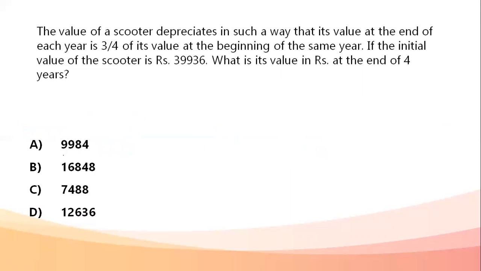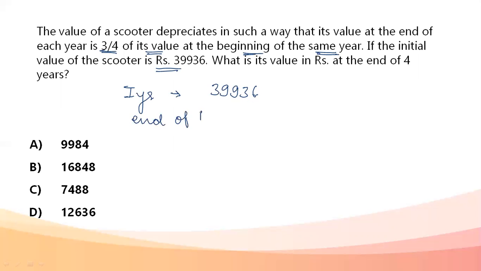Okay. Next question. The value of a scooter depreciates in such a way that its value at the end of the year is three-fourths of its value at the beginning of the same year. If the value of the scooter is given, what is the value in rupees at the end of the fourth year? So value at the beginning of first year is 39936. Value at the end of first year becomes three-fourths of the value at the beginning. So three-fourths of 39936 comes out to be 29952.